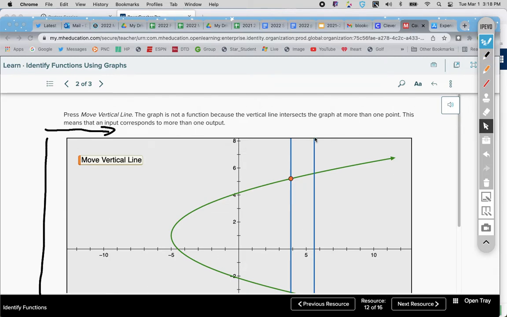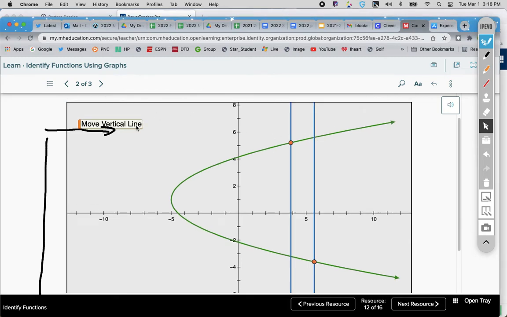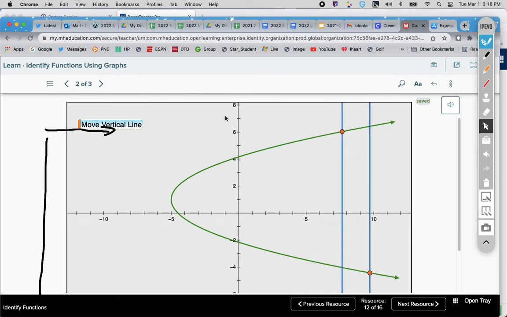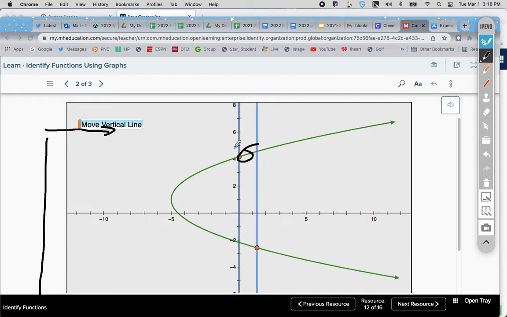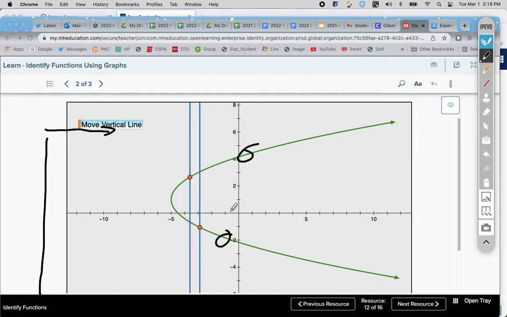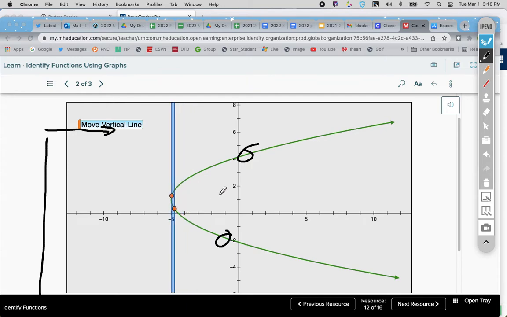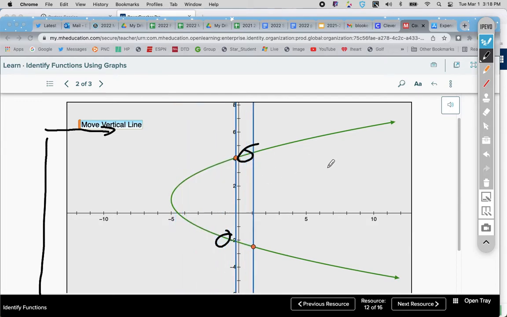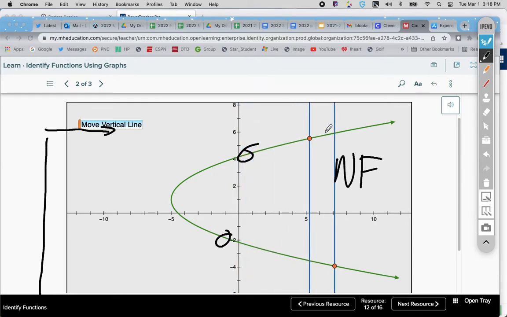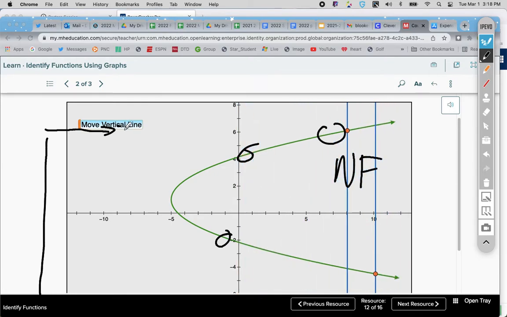Let's take a look at this graph here, and I'm going to start moving this guy. Let's see if it works. You'll notice this guy is touching more than one spot, just as your pencil should be touching more than one spot on the line. You see I got 2 dots here. So this tells me this is not a function because, again, I'm getting 2 dots.